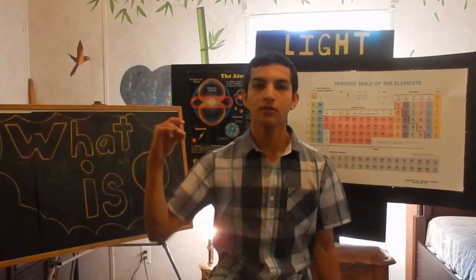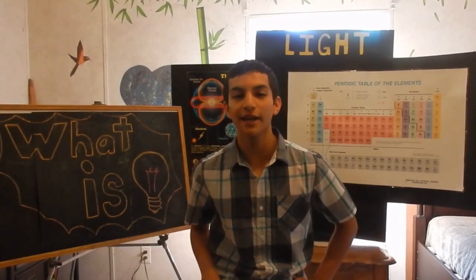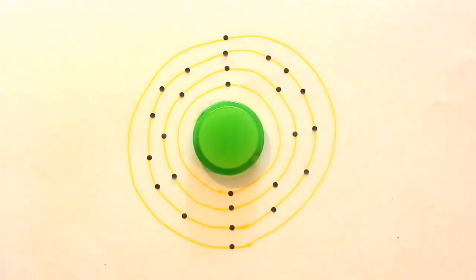But how does this work? So let's look at what causes these iron atoms to light up whenever they're heated. Let's look at this poorly drawn iron atom. Each of these yellow rims are energy levels, and once these atoms are heated up, these electrons jump to higher energy levels because they're so full of energy.